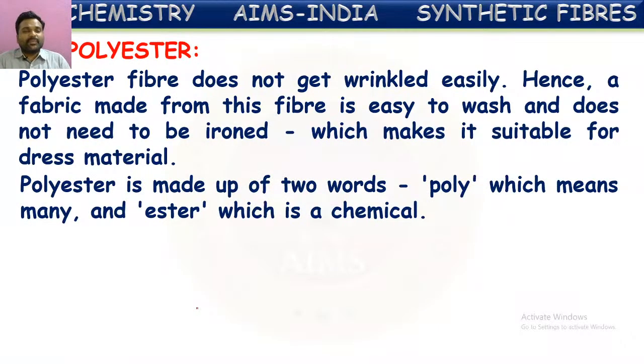Next, polyester is made up of two words. The name polyester is made up of two words: poly, which we already mentioned in terms of polymer. So poly means many, and ester is one of the chemicals. So the chemical ester is combined chemically a number of times, and polyester is made. So it has ester molecules. These many ester molecules are combined together to form polyester.